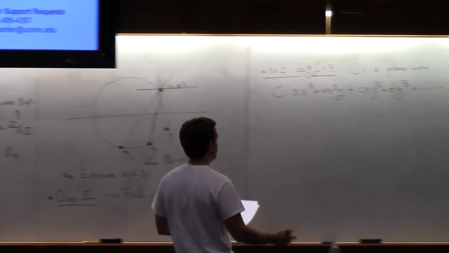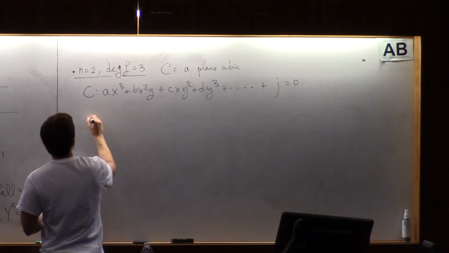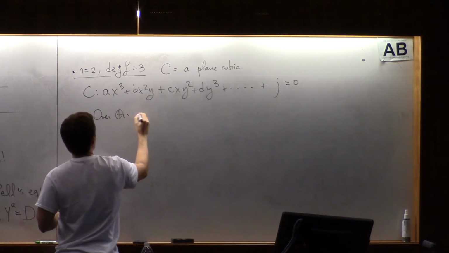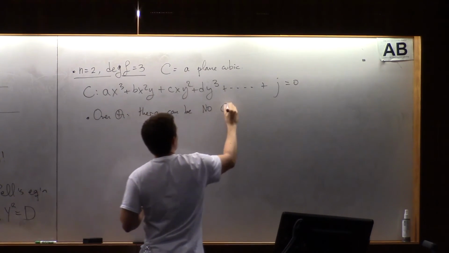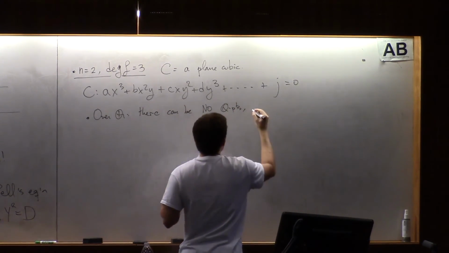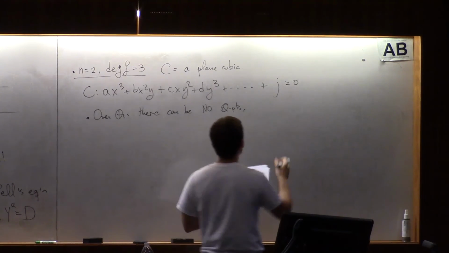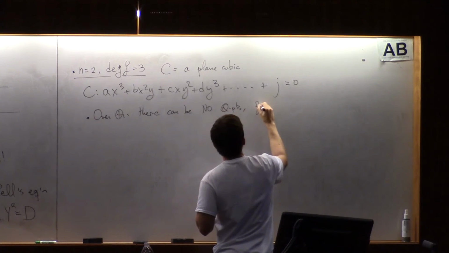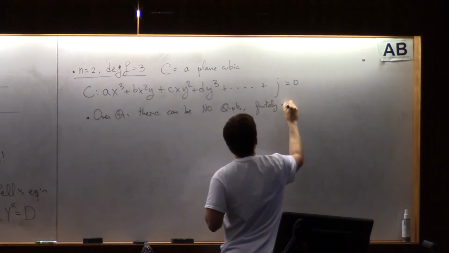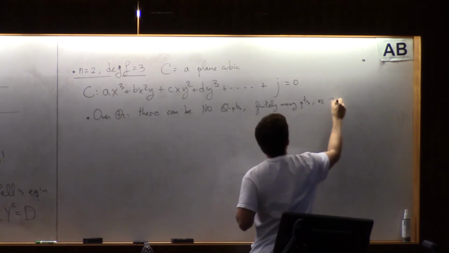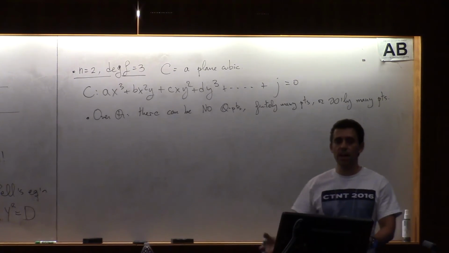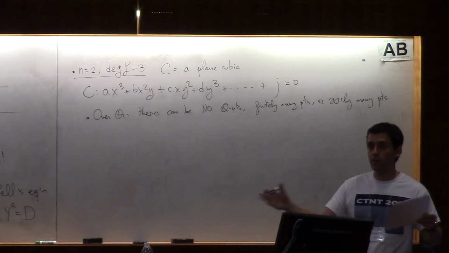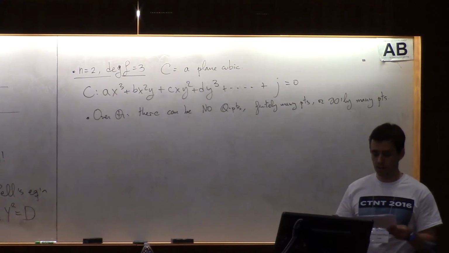But in this case, all possible flavors come into place. There can be no Q points, only finitely many, but finitely many being positive, so a few. Finitely many points, or infinitely many points. Okay, so it's the first stage where things become really interesting, that there is the whole array of possibilities that can happen.